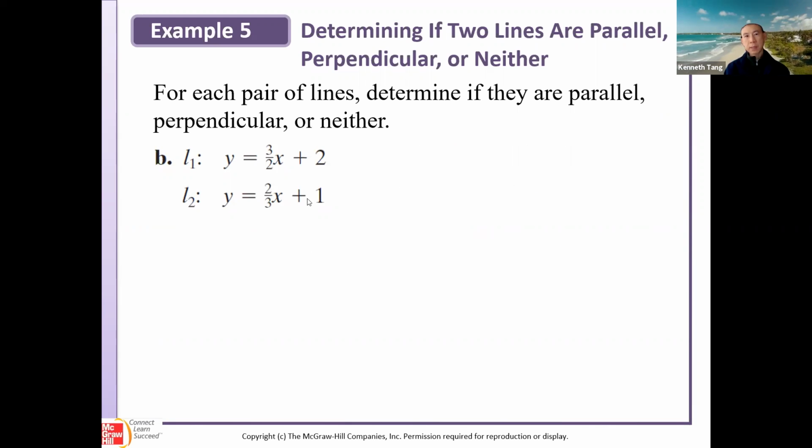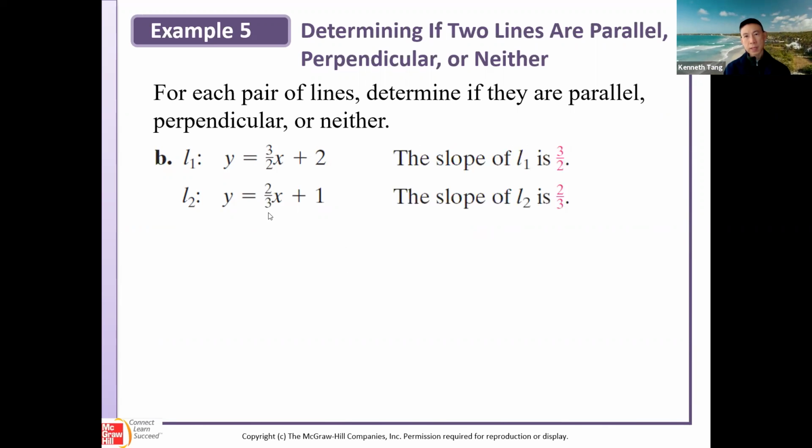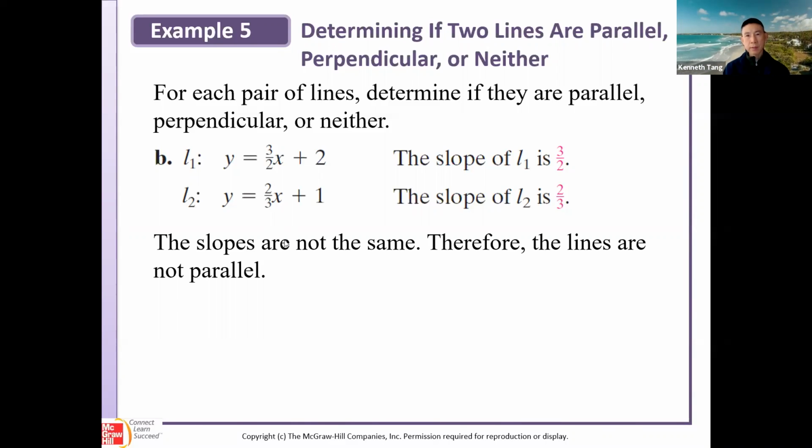So I'm going to do the same thing by looking at that. 3 over 2, and then you have 2 over 3, and I can see they're not opposite and reciprocal. They're just reciprocal, but it's not opposite. If that's the case, then you can tell that it's not parallel, it's not perpendicular, and therefore the line is neither. It's not parallel nor perpendicular, so it's neither.